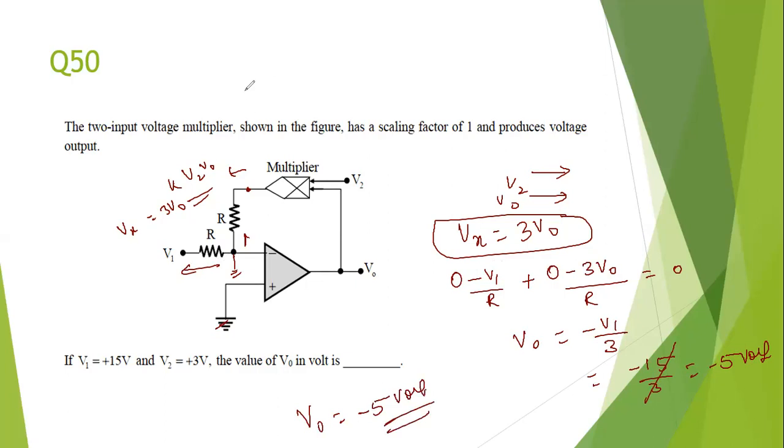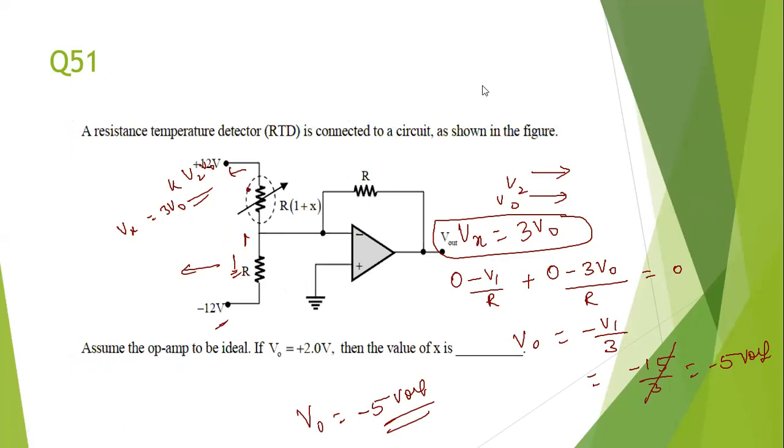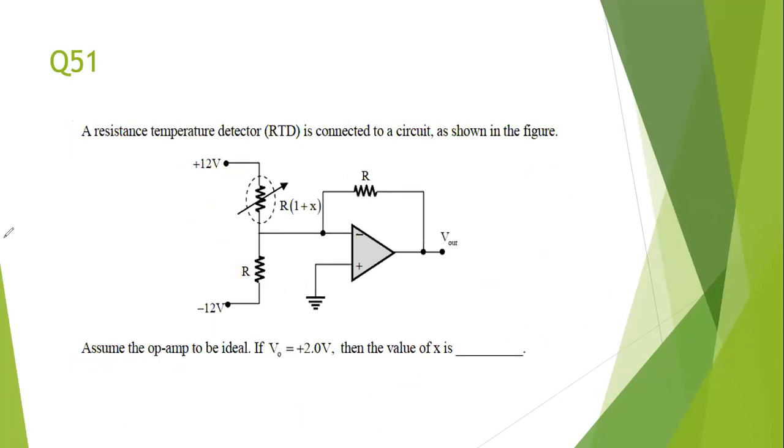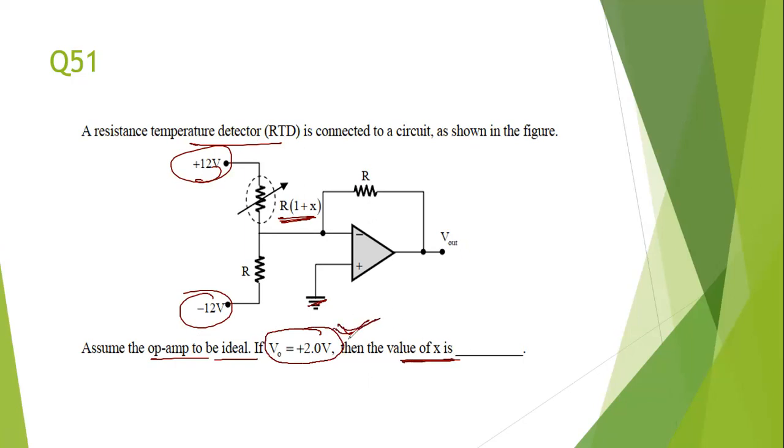Now I'm going to discuss the next question, question number 51. What does this question represent? A resistance temperature detector, the RTD. The RTD is the resistance temperature detector, which means the value of the resistance depends on the temperature. It's connected in the circuit shown in the figure. This is plus 12 volt, this is minus 12 volt. This value is R, and this is R into 1 plus X. This is ground, this is also ground. So this is your V0. Assume the op amp to be ideal. If V0 equal to plus 2 volt, then find the value of X.